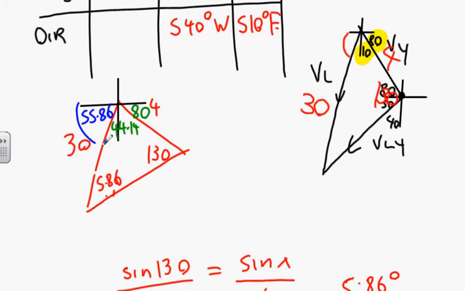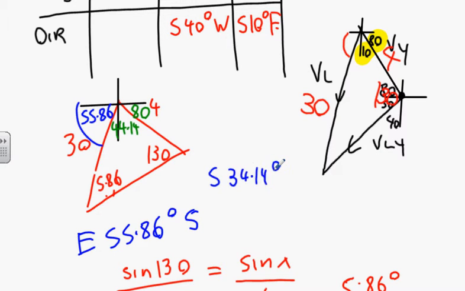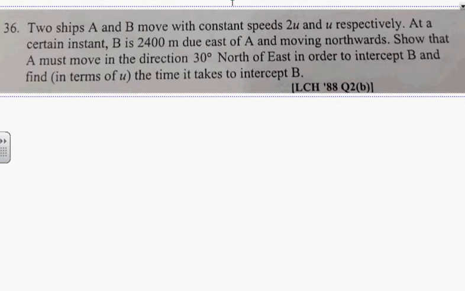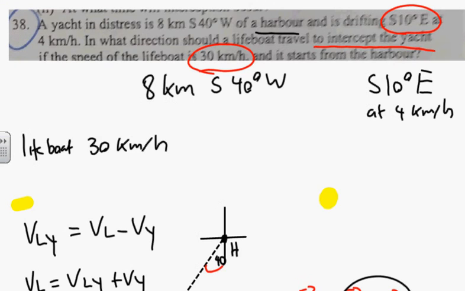So my argument is that this boat goes east 55.86 degrees south. Or that can be written as south 34.14 degrees east. Both questions are identical. Is that alright? Now, that's an intercept question, okay? The next type of question is also an intercept question. I'll do that one afterwards.